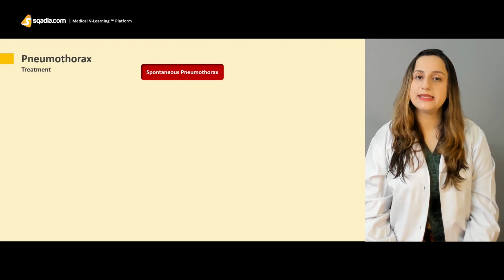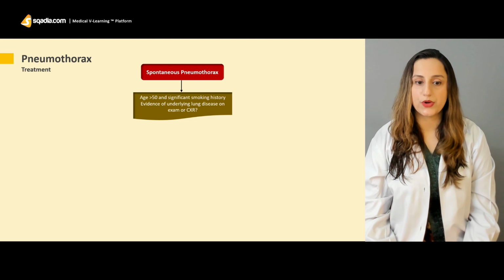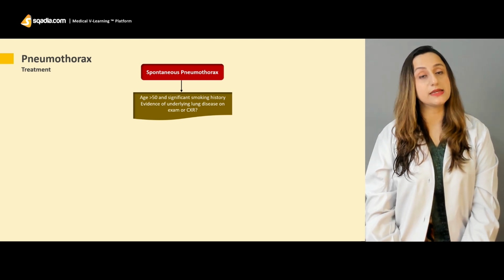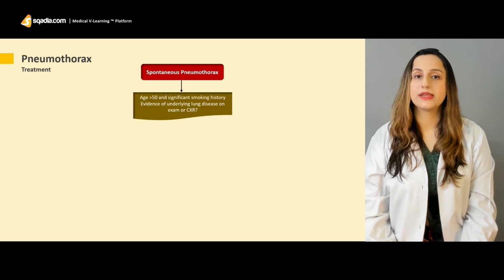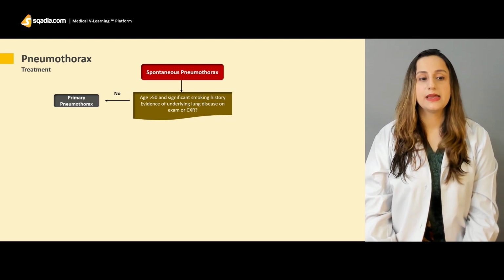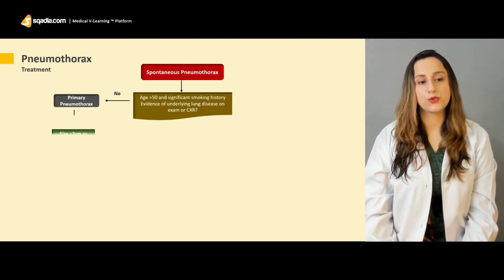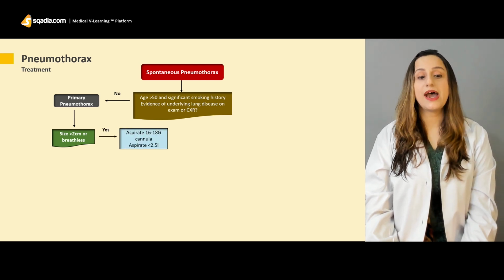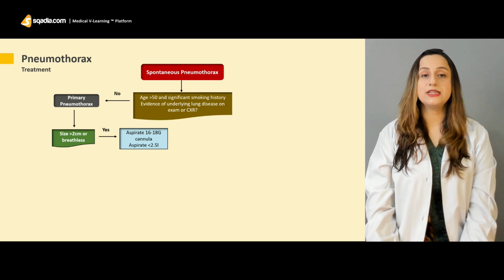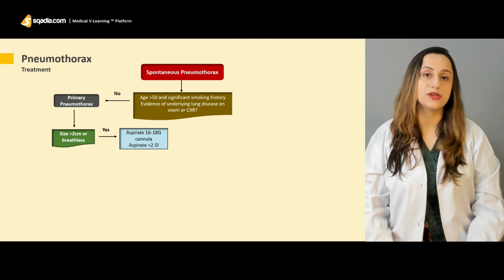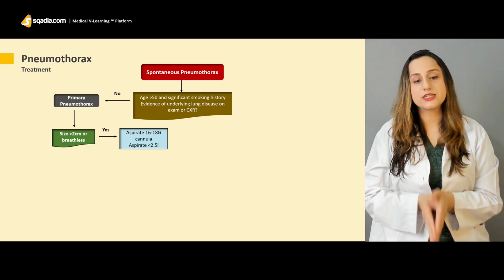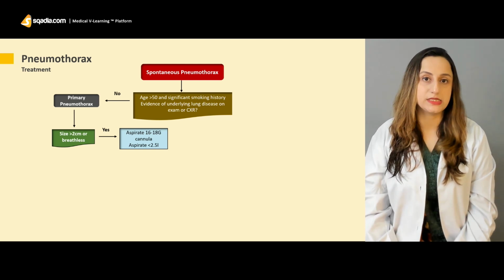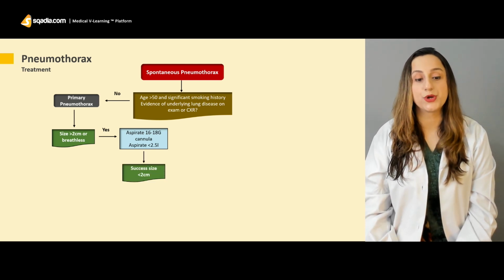The treatment would obviously consist of, if it is a spontaneous pneumothorax, ages more than 50 years and significant smoking history, or if there is an evidence of underlying lung disease on examination or chest x-rays, then it is a primary pneumothorax and the size is more than 2 centimeters or the patient is breathless. You have to aspirate the patient with a 16 to 18 G cannula. This is the bore of the cannula that you're going to use for the aspiration, and the aspirate should be almost less than 2.5 liters.